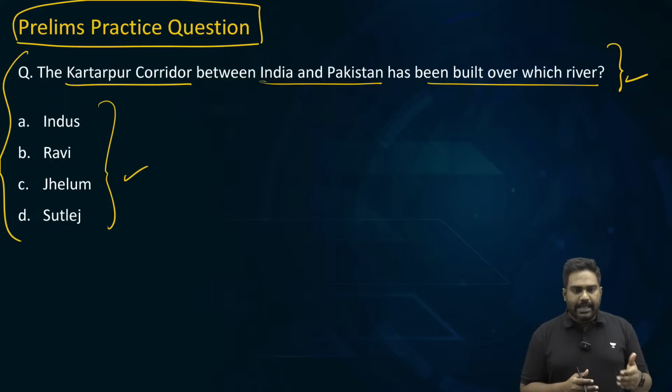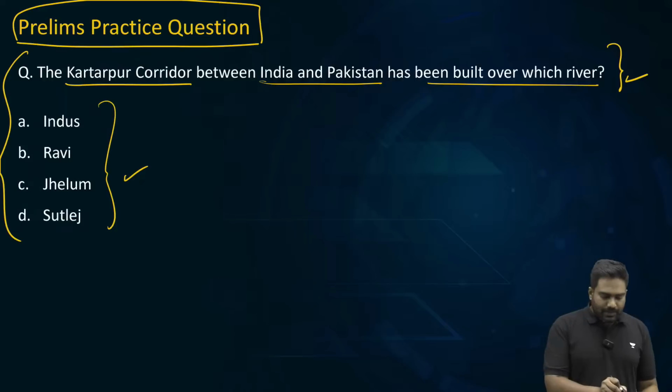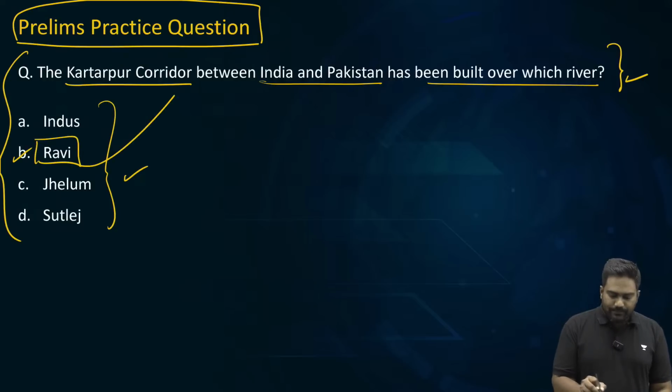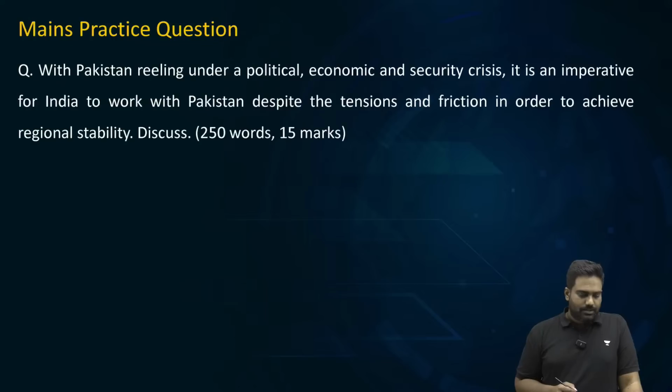Some students are saying A, which is Indus. Some are saying B. Okay, let me give you the right answer. The correct answer is option B. It's built over the Ravi river. So please make a note of this.